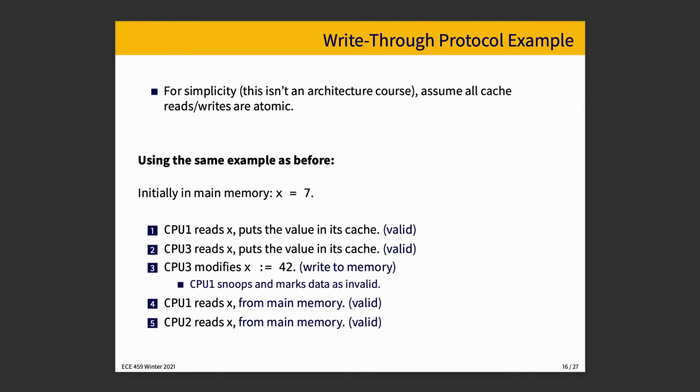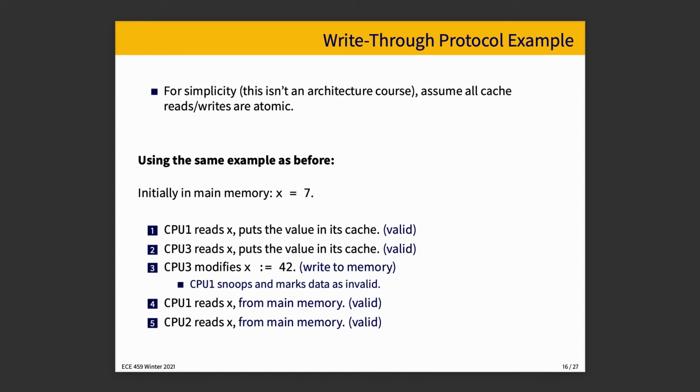Now, for simplicity, this isn't an architecture course, we'll assume that all cache reads and writes are atomic and apply this protocol to the example as before. So if initially in main memory x is 7, then CPU 1 reads x, puts its value in the cache, so it considers the state valid. CPU 3 reads x, puts its value in the cache, still valid. And CPU 3 modifies x, x is assigned 42, which is a write. This is going to write in the cache as well as send it out over the bus.